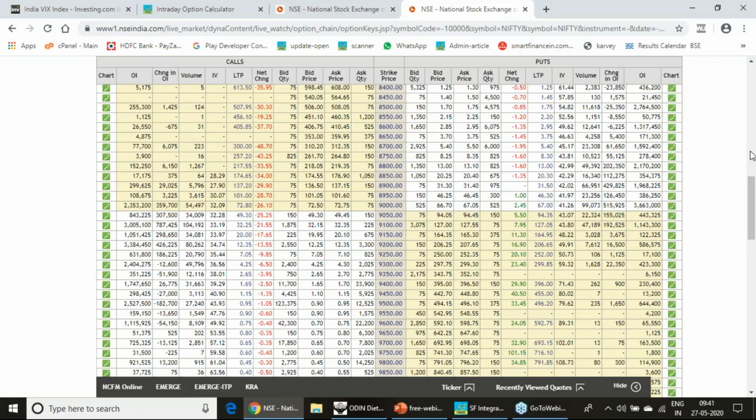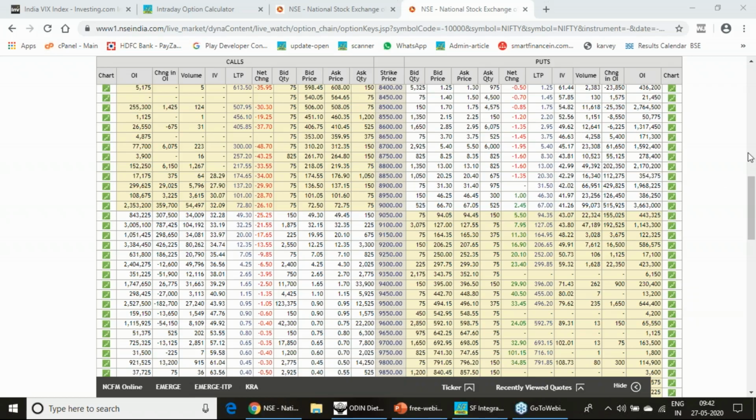One, where the resistance and support lie. So here is the first support, a great support. If this support breaks, then the next support will be around here. If this is broken, then 8,500 is the high support. In the same way, you can see the resistance of 30 lakhs here, then 9,100, 9,200. These are the two toughest resistances in this particular series. So highest open interest suggests the supports and resistances of that particular move.